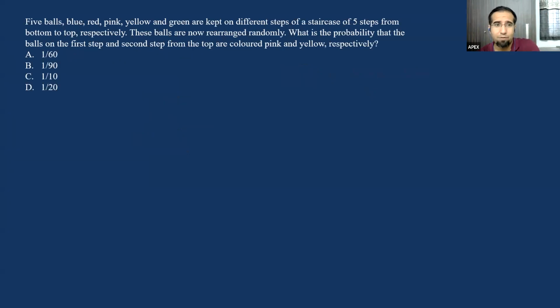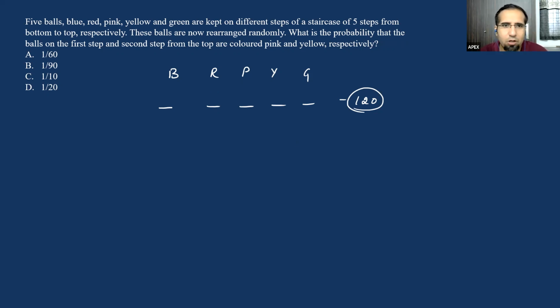Very easy question. You should have definitely converted this case. Probability, as of now, I'm leaving this, but it's a very easy question. If you know probability, you have 5 balls, blue, red, pink, yellow, and green, and I have to arrange in 5 steps. So 5 things in 5 places can be arranged in 120 ways. Right? Now the question says that these balls are to be arranged randomly, and what is the probability that the ball on the first step and second steps are colored pink and yellow respectively?